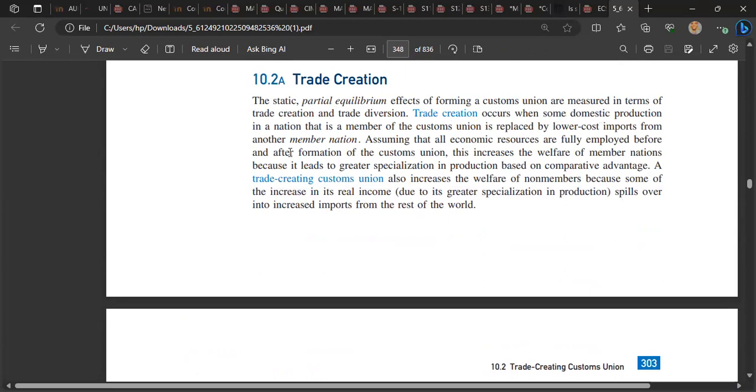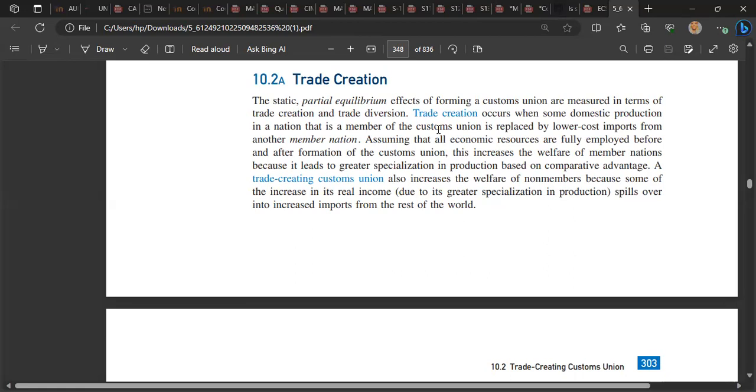A trade creation occurs when some domestic production in a nation that is a member of a customs union is replaced by lower cost imports from another member nation. So let's say we have a customs union in South Africa. Right? Then in this customs union, let's just say SADC in this instance, let's just put in 3 countries. Let's say we have South Africa, and then we have Lesotho, and then we also have Swaziland. Let's just say we have formed a customs union between those 3 countries.